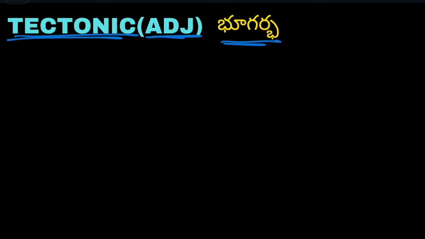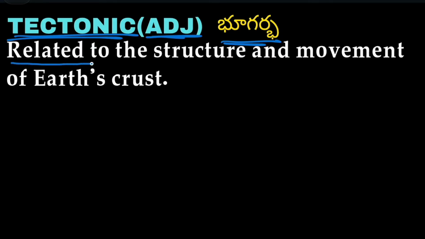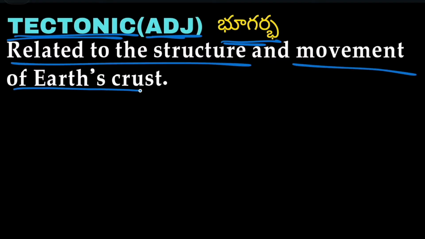Next word we have is tectonic. Next word is tectonic, which is an adjective. Tectonic means bhugarbha. We generally know this from tectonic plates collision. So tectonic means related to the structure and movement of the earth's crust. Something which is related to structure and movement of the earth's crust is called tectonic.